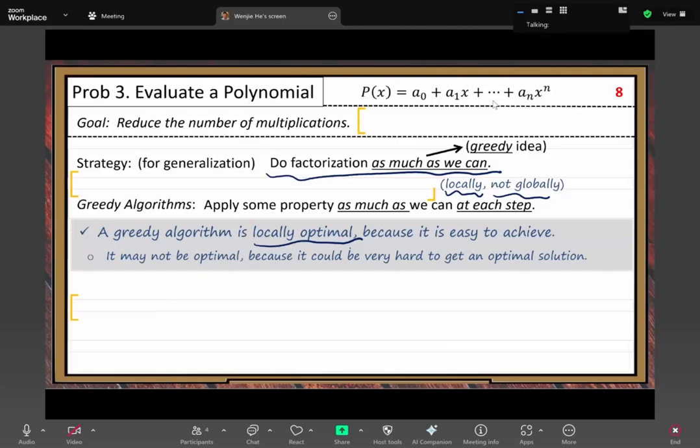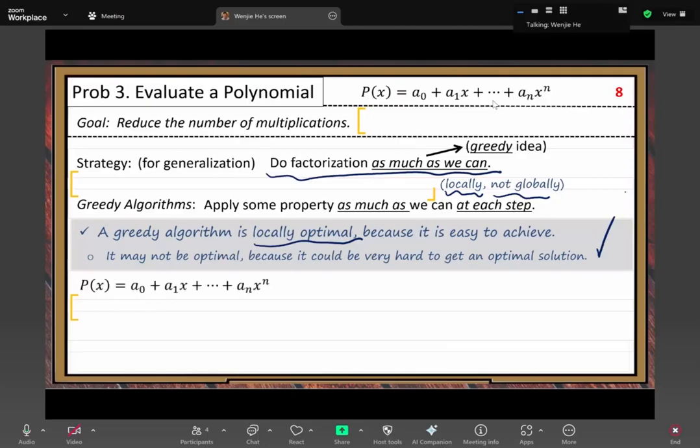It may not be optimal globally because the reason is it is very hard to make a global optimal solution, right? Because you need to consider all the possible factors globally. That's too hard. So that's the main property of this greedy algorithm.